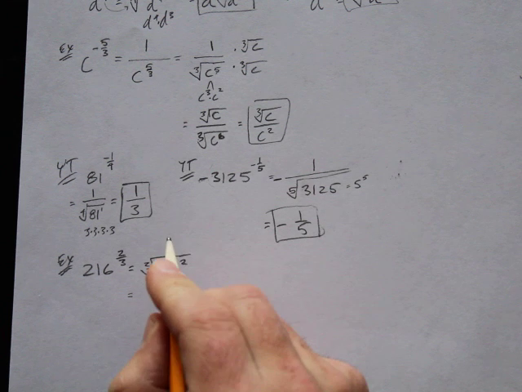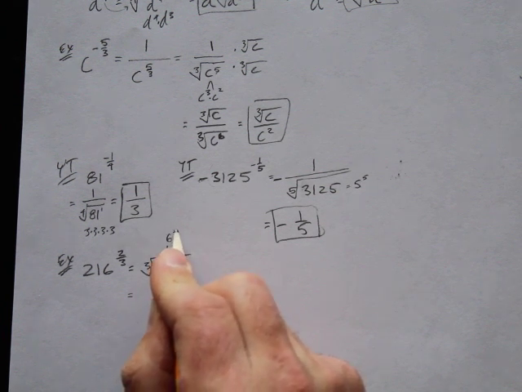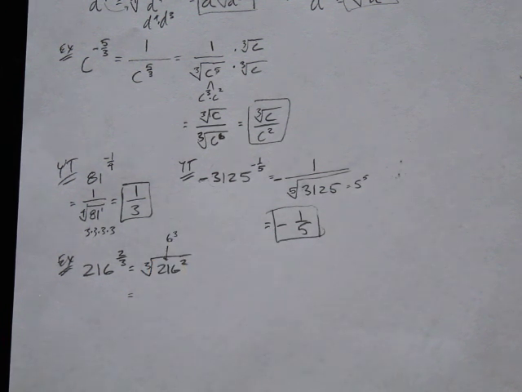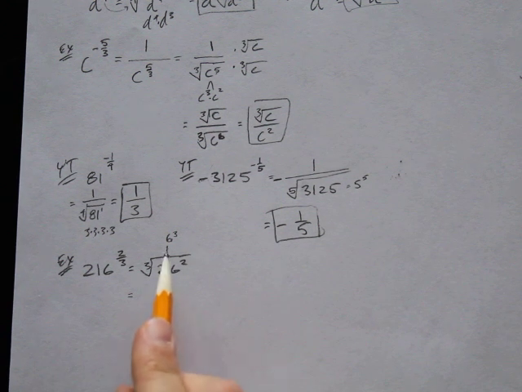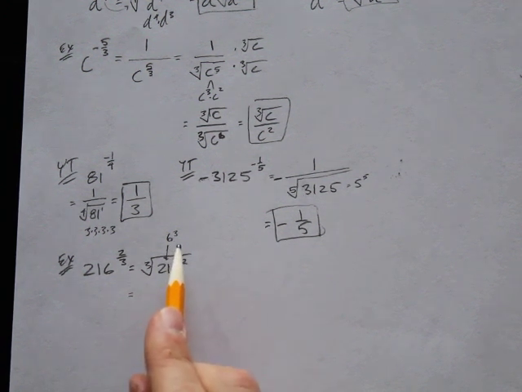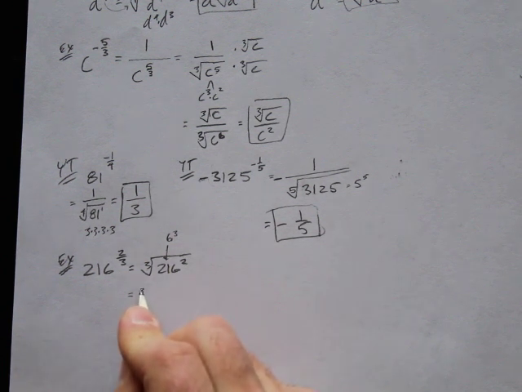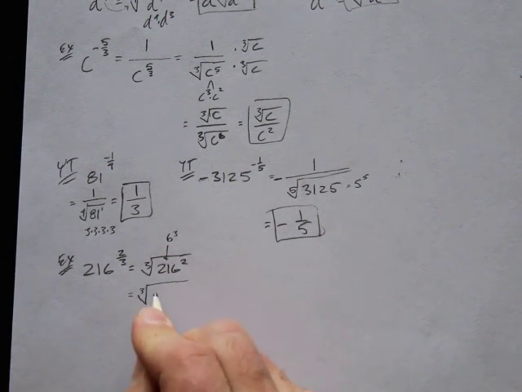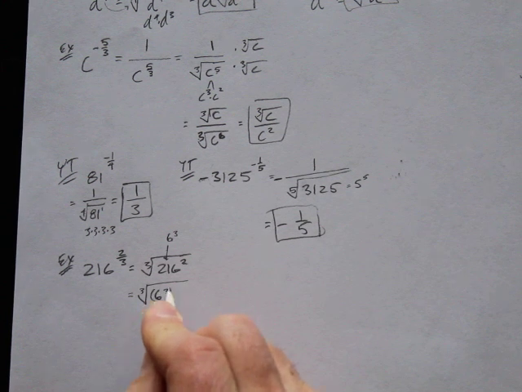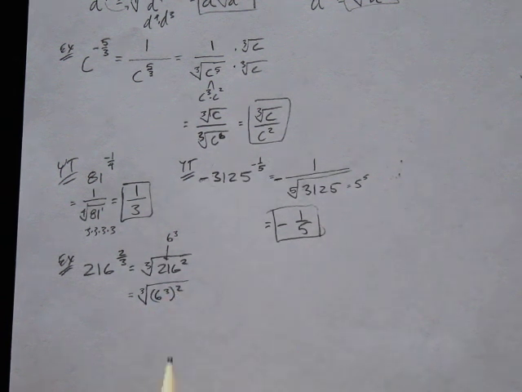216 is 6 to the 3rd power. 6 times 6 is 36. 36 times 6 is 216. So watch this. Cube root of 6 to the 3rd squared. So see how these two are equivalent terms?